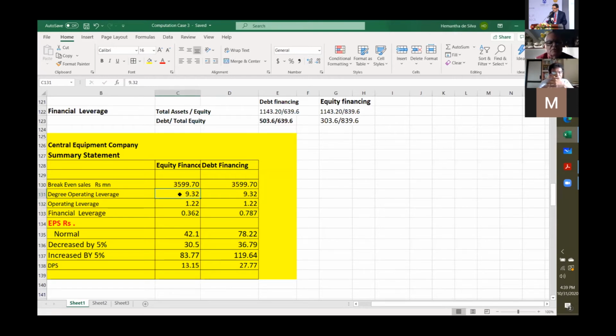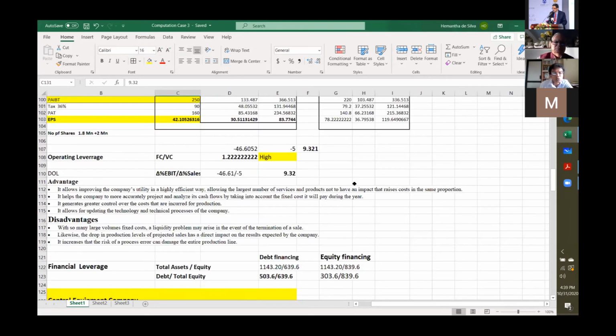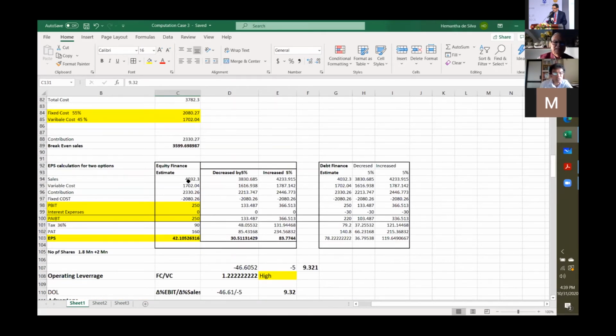So if your projected sales are how much? 4,000? 4,032. And then if they change by 5%, increase or decrease, you can do only one calculation, either increase or decrease. If you say decrease by 5%, so your sales decrease by 5%. What is the change in PBIT?